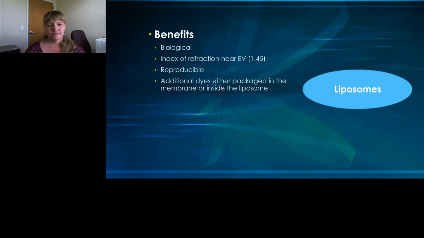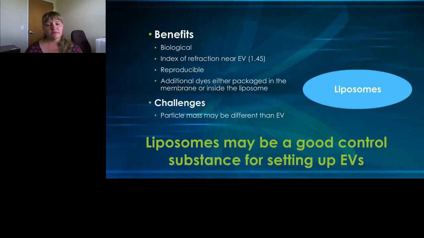However, there are some challenges. Liposomes do not have the mass or RNA protein content of EVs. In all, liposomes may be a good control for setting up EV experiments.